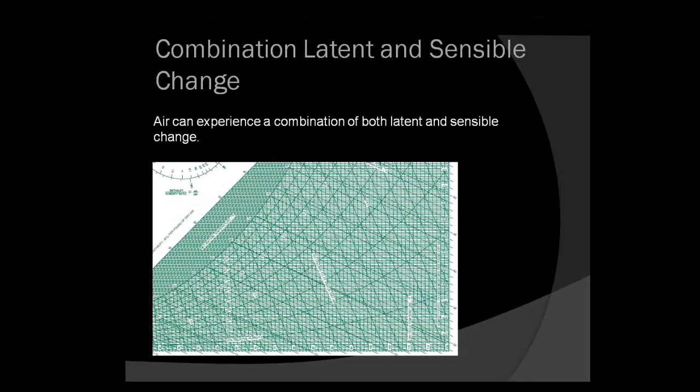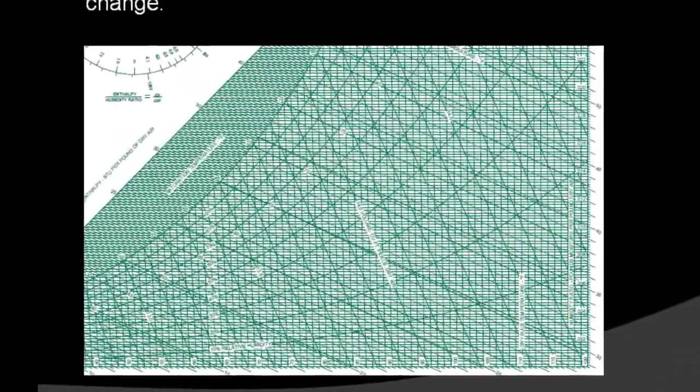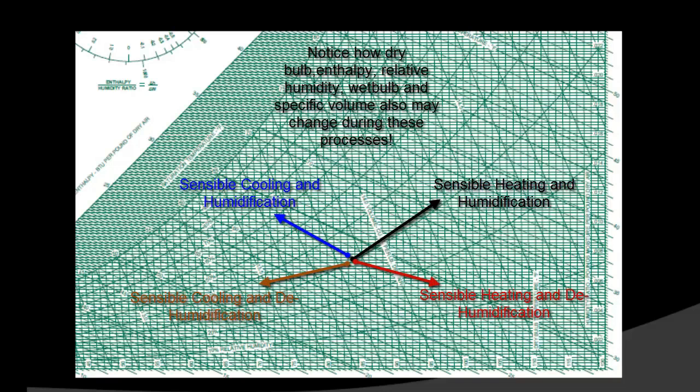Air can undergo a combination of sensible and latent change during an air conditioning process. The four scenarios that are possible are sensible heating and humidification, sensible heating and dehumidification, sensible cooling and humidification, and sensible cooling and dehumidification. Please note that in general, the dry bulb, wet bulb, and specific enthalpy also change during these processes.